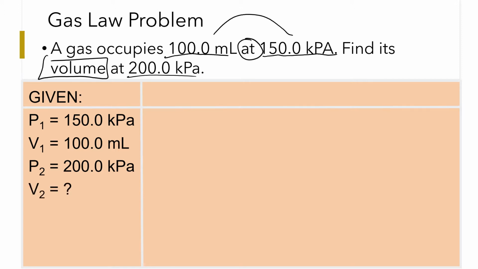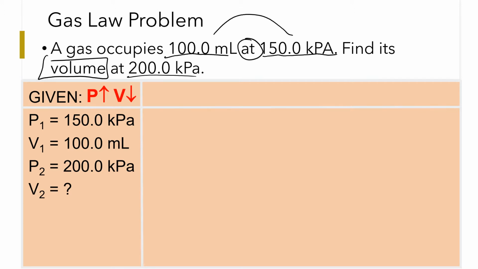So now I take a look at the numbers and let's see what happens to them. With pressure, P1, P2, it looks like pressure increases. So using the properties we've learned from the previous slide, I do know that I should predict the volume to decrease. So it should be less than 100 milliliters.